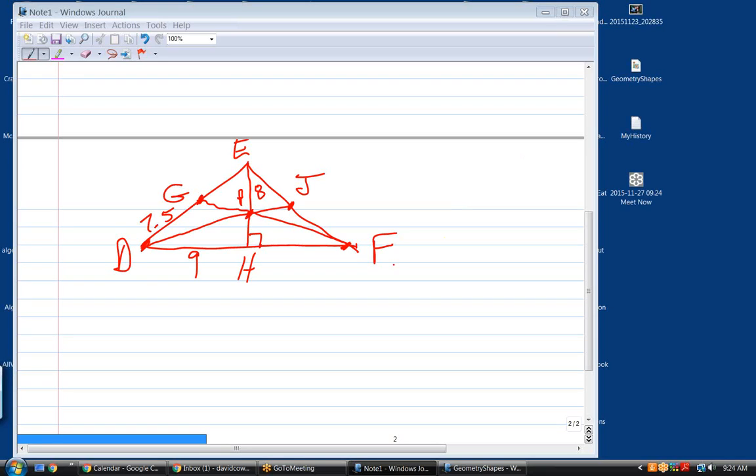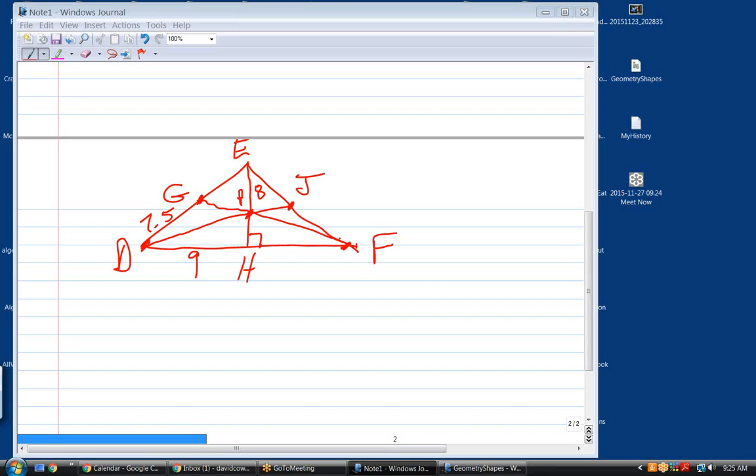Well, we need to remember the properties of centroids. In other words, if you're creating a centroid by drawing from the vertex to the midpoint of the other side, that's how you do it.